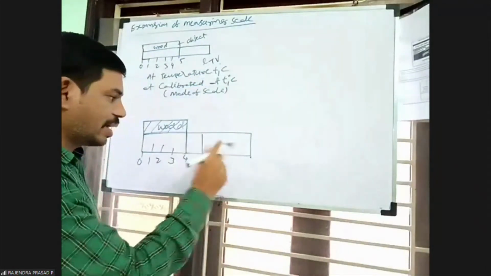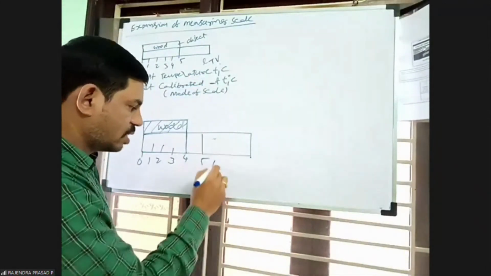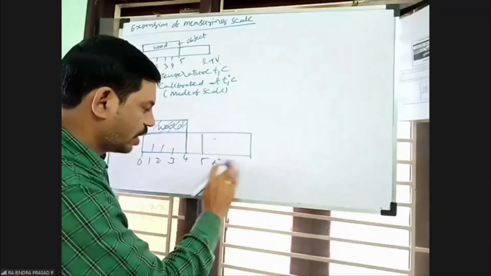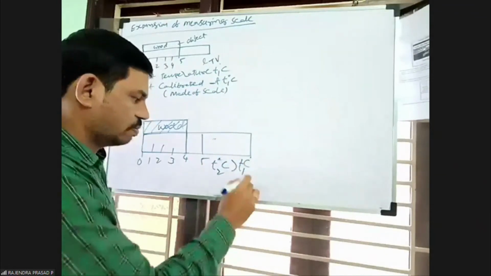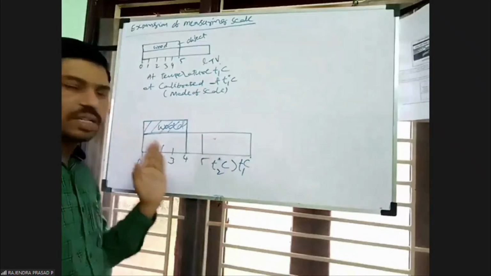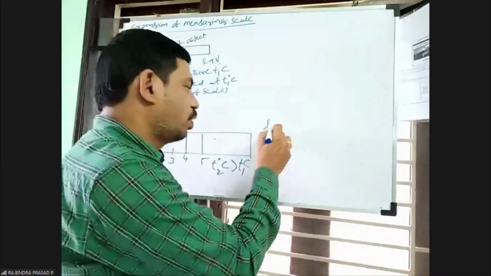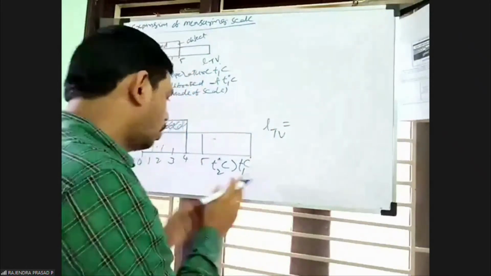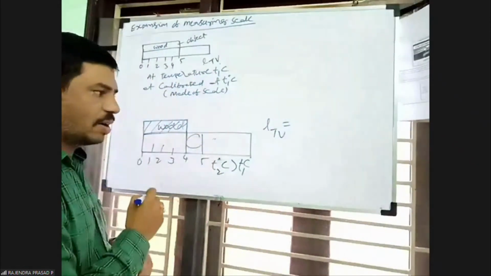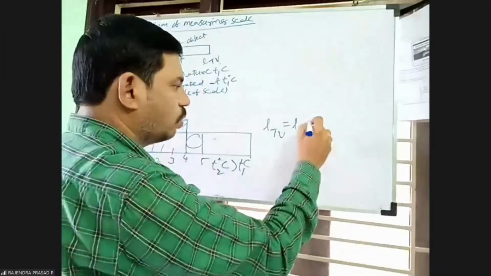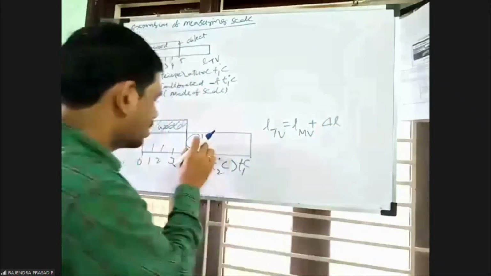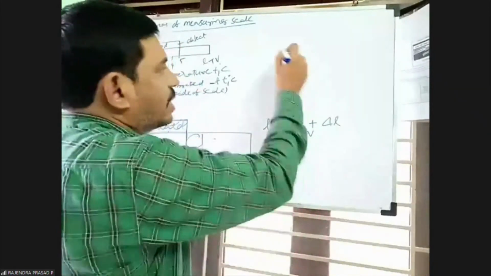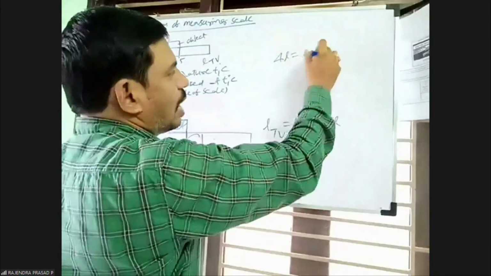But when the temperature increases, for example, this is T2 degrees C, which is more than T1 degrees. So the length also decreases. Therefore true value is equal to measured value plus error. This is the error value, delta L. What is delta L? Delta L equals L alpha delta T.